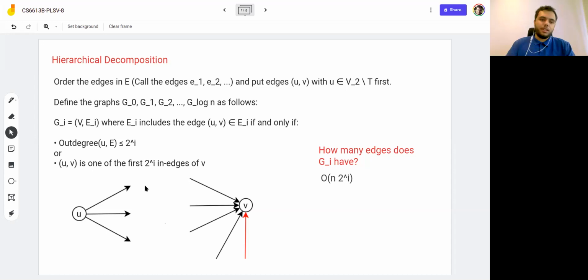Right? And just for the purposes of this talk, let's say that the number of vertices is a power of 2. So let's just say that n is a power of 2 so that we can have easier algorithmic analysis.